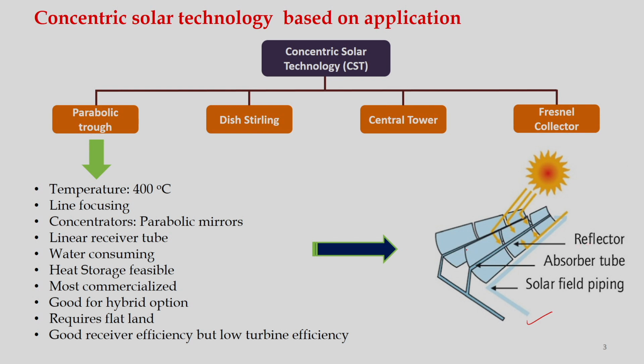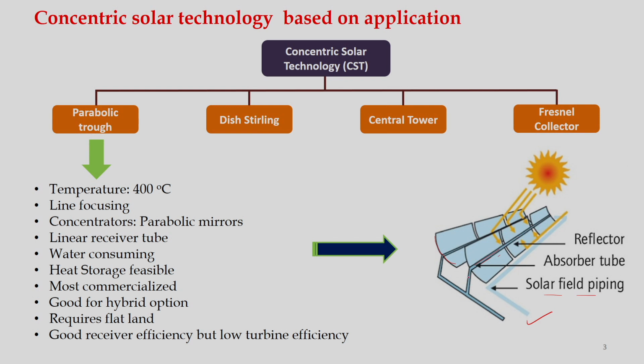It must have a reflector, this component is the reflector, then the absorber tube, then solar field piping. Okay? And if we apply this kind of technology, we can get a fluid temperature of about 400 degrees C. And this kind of device uses a line focusing system, and the concentrators are parabolic mirrors. As you can see, these are the concentrators, these are parabolic mirrors, and these are the linear receiver tubes.